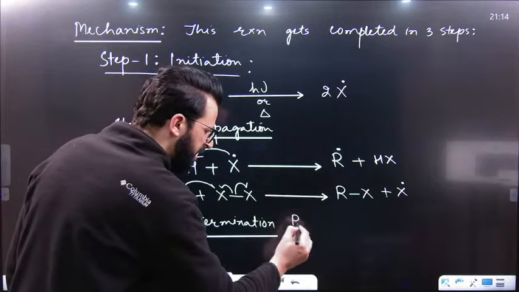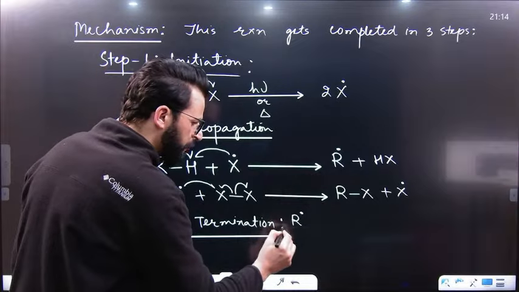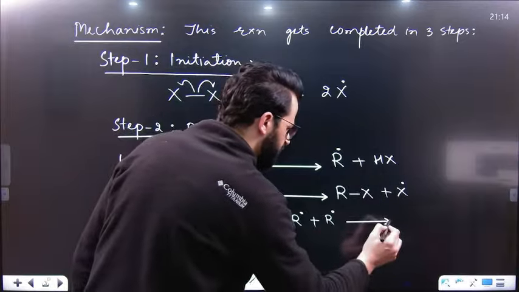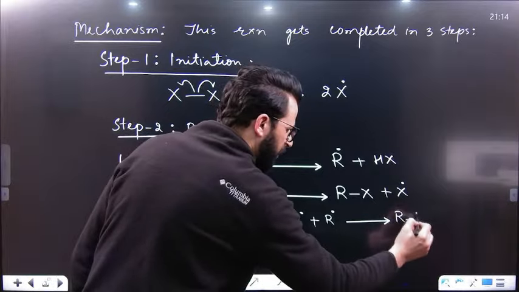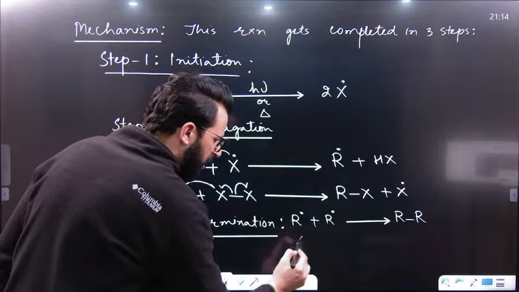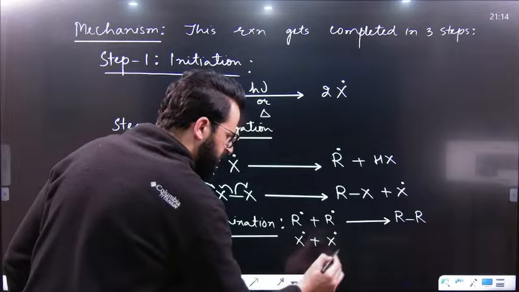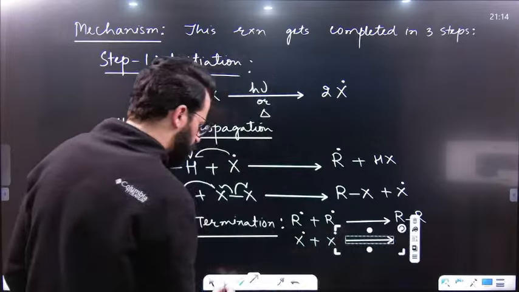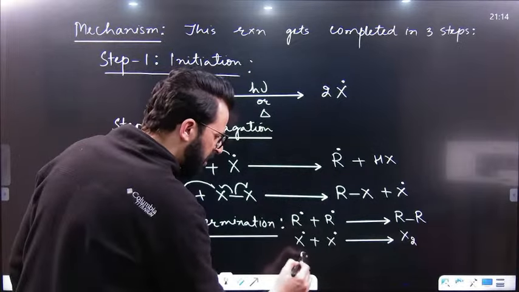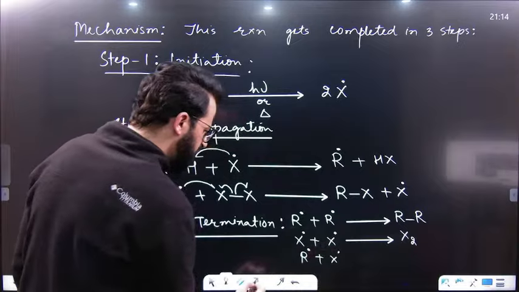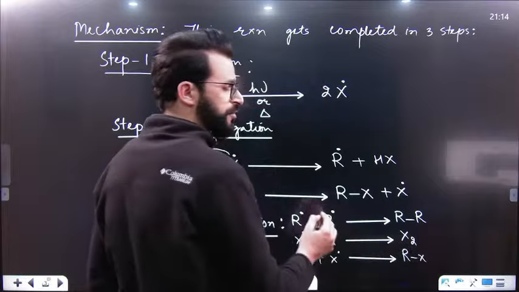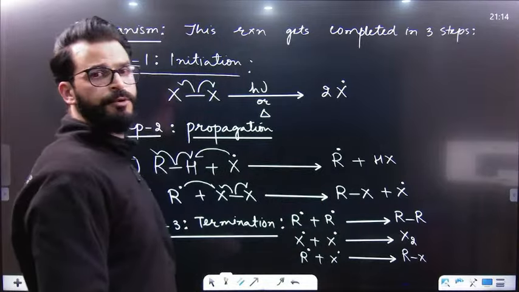That means the R radical, which is formed in propagation, will combine with a similar radical and result in the formation of RR. That means one of the possibilities is that an R radical can react with another R radical and form RR. Similarly, one of the possibilities is that X reacts with X and it will result in the formation of X2. Similarly, the R radical and X radical can combine and form RX, that means our product. But our major product will be formed during the propagation step.